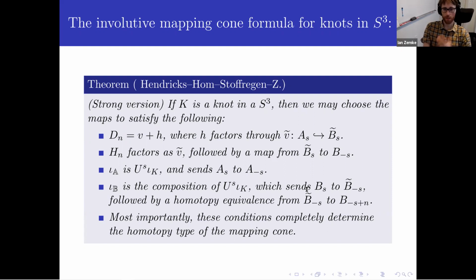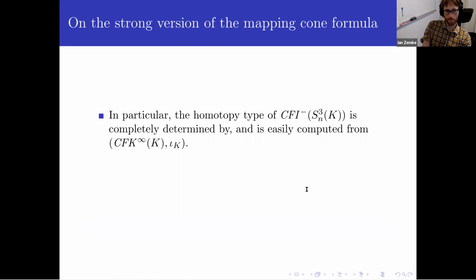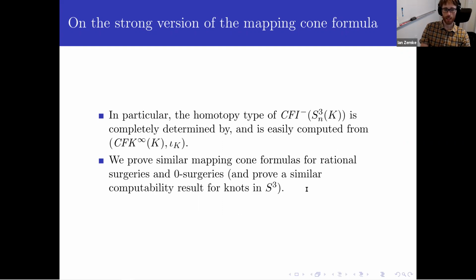So that's the strong version of the cone. It tells us how to compute all of the maps. There's a recipe for doing it, and you pick some maps that make it a cube in a certain way, and it doesn't matter which maps you picked. They all give you the same answer up to homotopy. And so in particular, a consequence is that the involutive Floer homology of a surgery, just to summarize, is just determined by CFK infinity and iota_K, these two little bits of information.